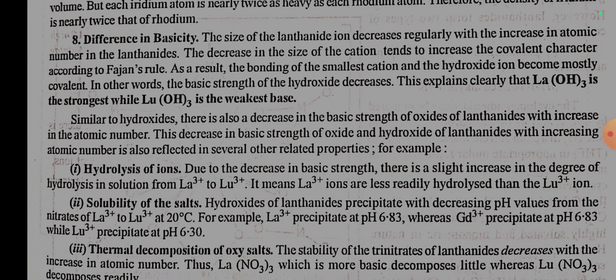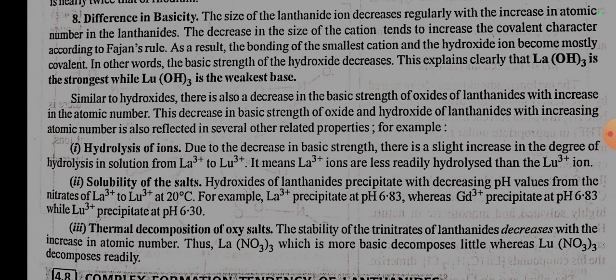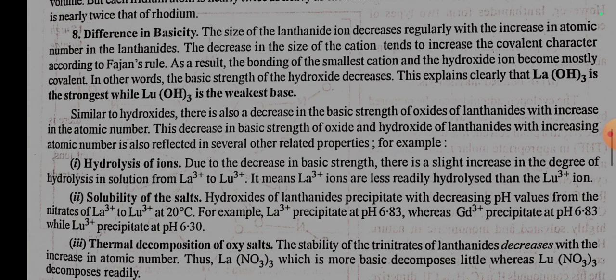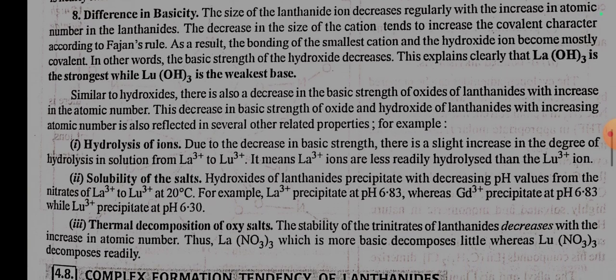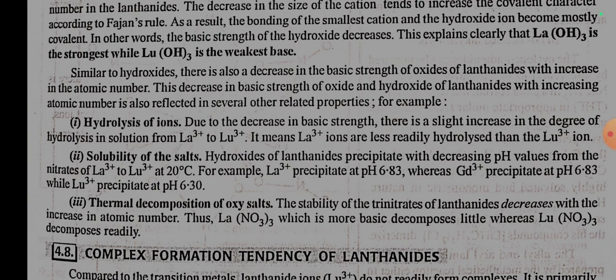Difference in basicity. The size of lanthanide ions decreases regularly with the increase in atomic number in the lanthanides. The decrease in the size of the cation tends to increase the covalent character according to Fajan's rule. As a result, the bonding of the smallest cation and the hydroxide ion becomes mostly covalent. In other words, the basic strength of hydroxide decreases. This explains clearly that La(OH)3 is the strongest while Lu(OH)3 is the weakest base.